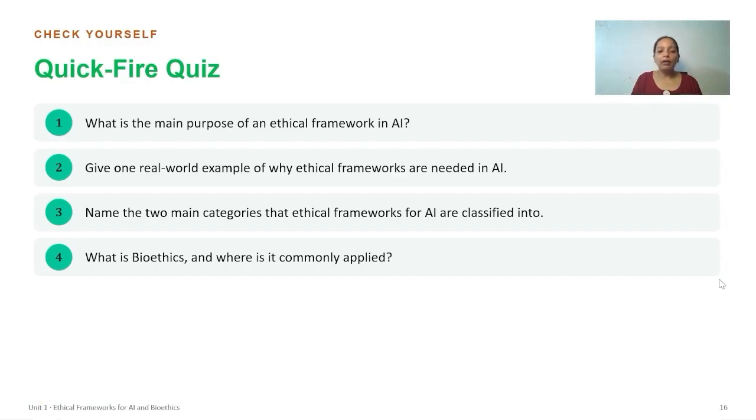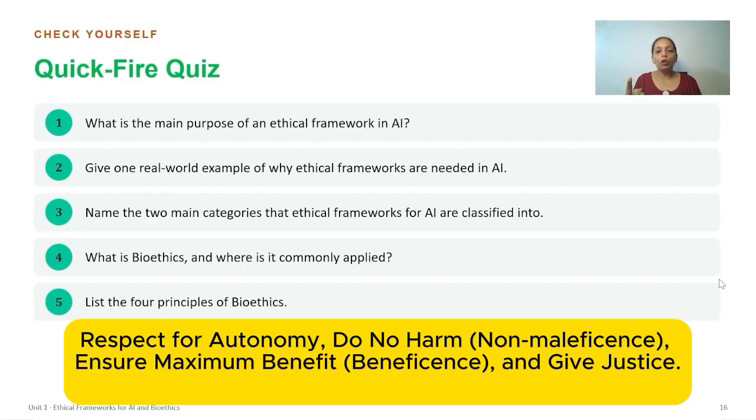Question number 5. List the four principles of bioethics. Respect for autonomy, do not harm or non-maleficence, ensure maximum benefit or beneficence, and give justice.